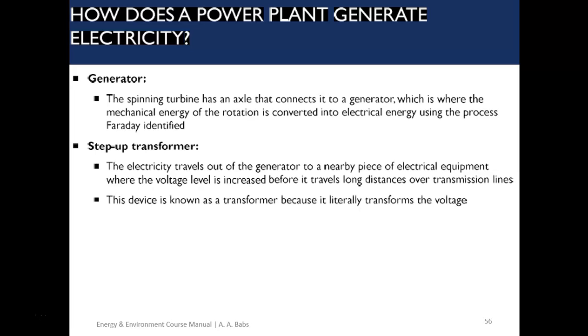When the electricity is generated by the generator, it is then stepped up by a step-up transformer. The electricity travels out of the generator to a nearby piece of electrical equipment where the voltage is increased before it travels long distances over transmission lines. That device is known as a step-up transformer, because it literally transforms the voltage.